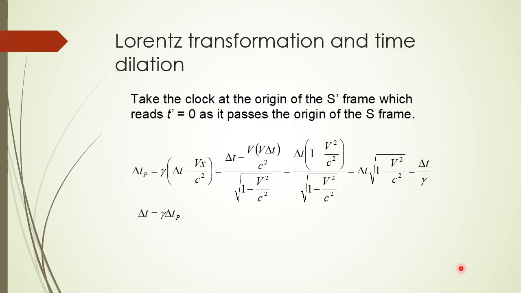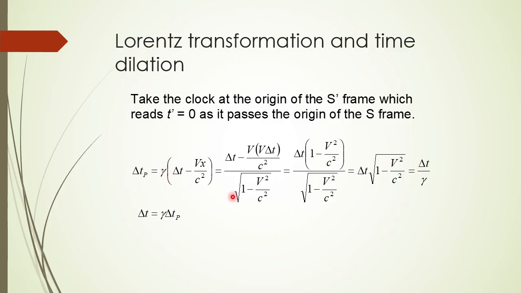Let's also check that the Lorentz transformation gives us back our time dilation. So we take a clock at the origin of the S prime frame, which reads t prime equals 0 as it passes through the S frame. So our proper time TP will be gamma (delta t minus v delta x over c squared). So this is our Lorentz transformation.